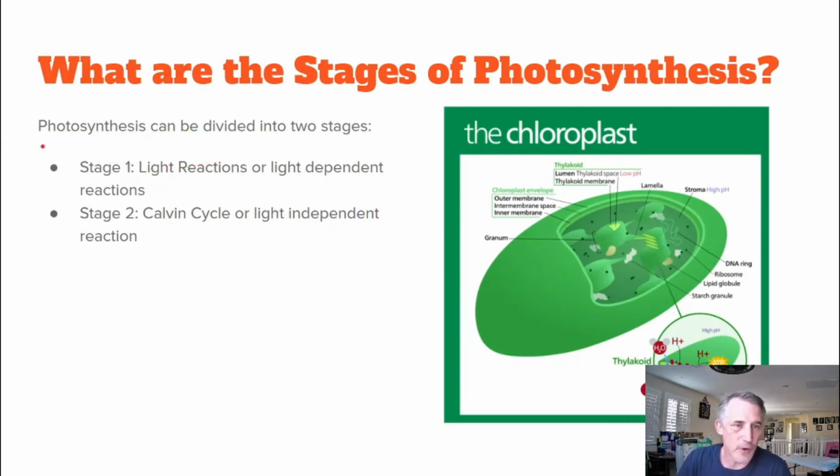Photosynthesis can be divided into 2 stages. The first stage is the light reactions, or the light-dependent reactions. The second stage is usually called the Calvin cycle or the light-independent reactions. You might also hear it called dark reactions. I don't really like that term because it sounds like it has to happen in the dark, and that's not true. It just doesn't require light to occur. Okay, so let's start looking at these one at a time.